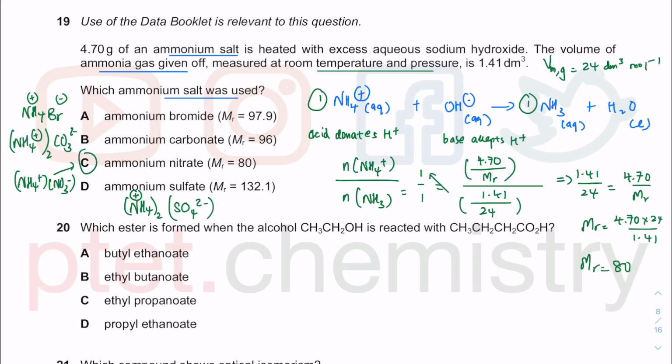Here is alright because it gave me exactly MR equal to 80 for the ammonium nitrate, which you can check, because here 1 mole of these will give you 1 mole of ammonia. 1 mole of these will give you 2 mole of ammonia, just like 1 mole of these will give you 2 mole of ammonia, based on the formula.